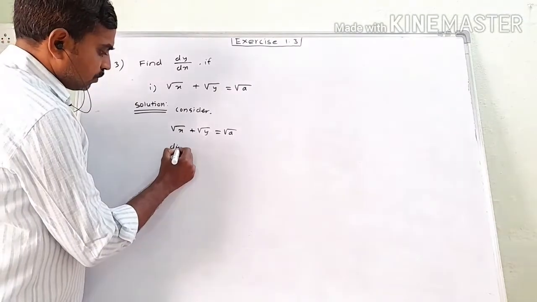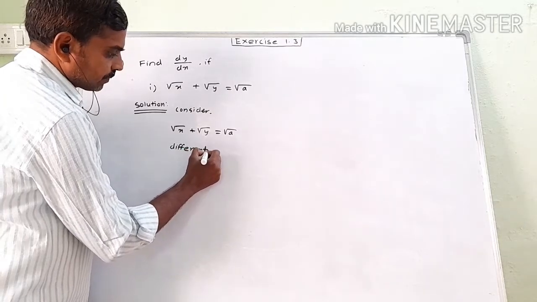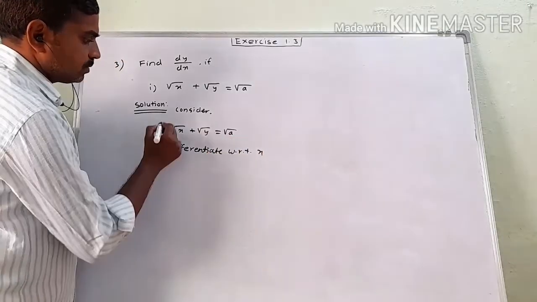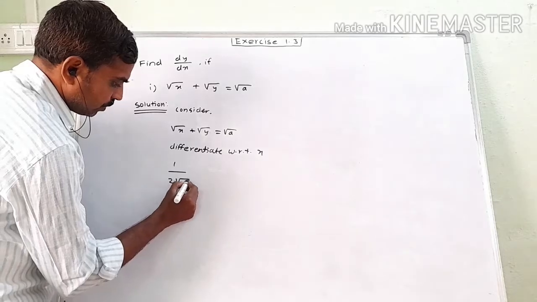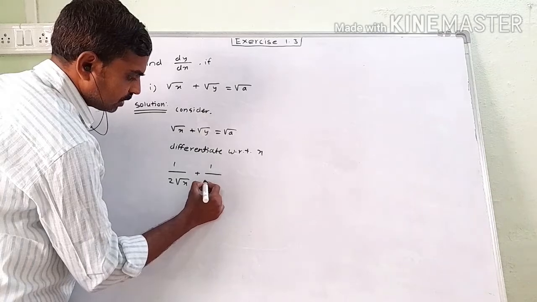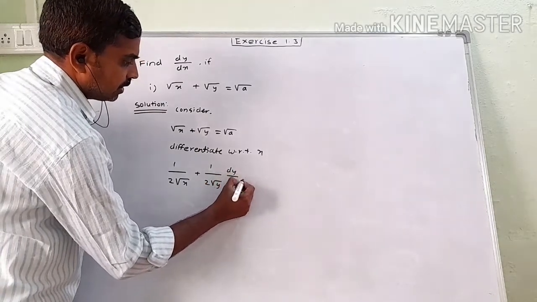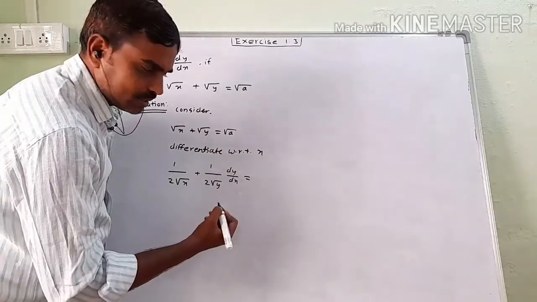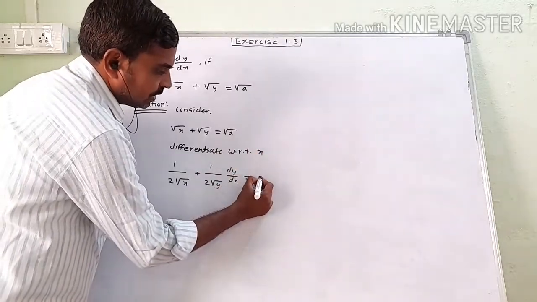The first step is we have to directly differentiate the above equation with respect to x. What is the derivative of root x here? Derivative of root x is 1 divided by 2 root x. What is the derivative of root y? We use the composite function formula here: 1 divided by 2 root y into dy by dx. What is the derivative of root a? Some students write it as 1 divided by 2 root a, but this is a constant and its derivative is 0.